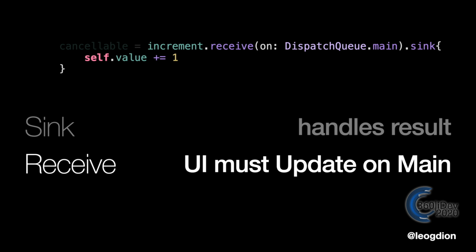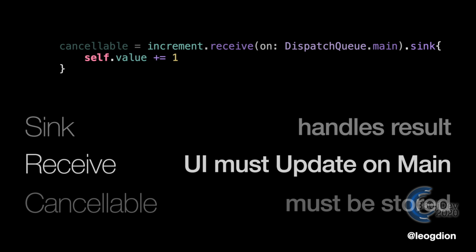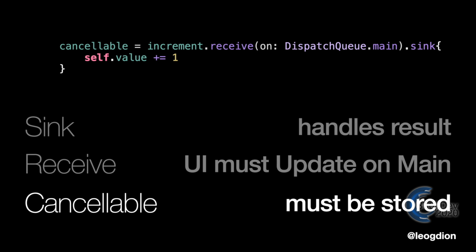This is where receive comes in. And in this case, we're receiving it on the main dispatch queue so that as that value changes, the UI can be updated accordingly. Next, we need to store that cancelable object. We need to store the cancelable object so that it's properly disposed when our content object is disposed. So we now have a button which will then increment our value.